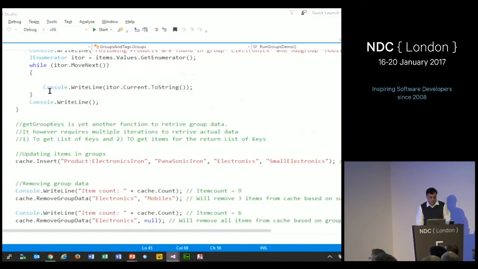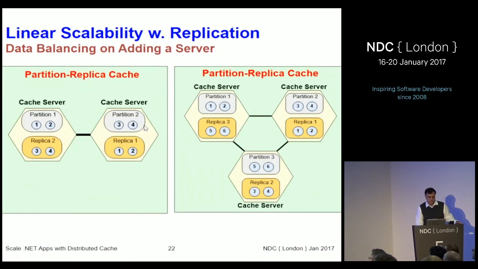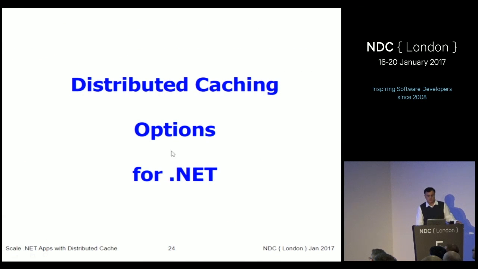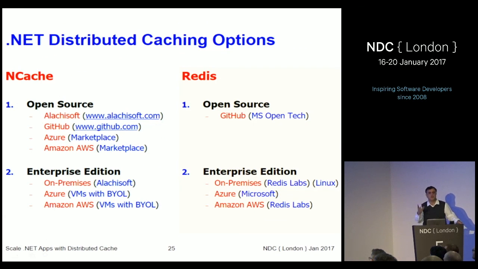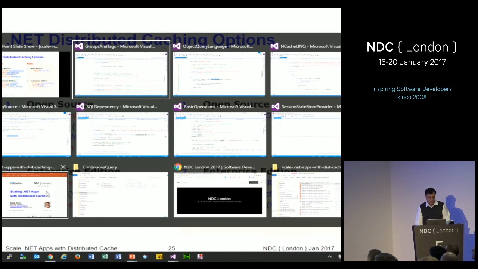I was going to go into the last piece, which was the caching options for .NET. There are basically two options on the .NET side. One is NCache, one is Redis. Look them both up. On the NCache side, that's the company I represent.